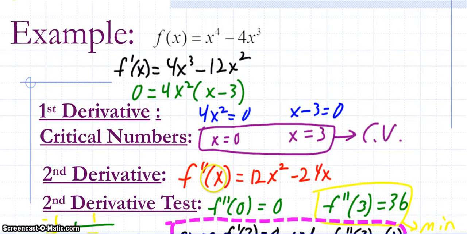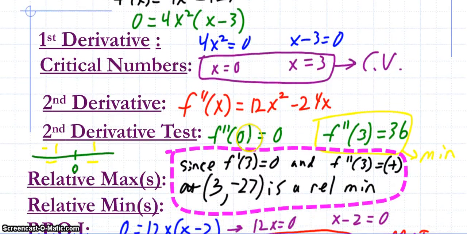So first find the second derivative. The second derivative is 12x² - 24x. Plug in my critical values to the second derivative. f''(0) is 0. So for that one, the second derivative test failed, which means that I have to go to the first derivative test. So I made my chart, my increasing decreasing chart. So I used 0, I plugged in -1 and 1 into the first derivative, and both of those came up negative. So therefore at 0 it is not a minimum or a maximum.